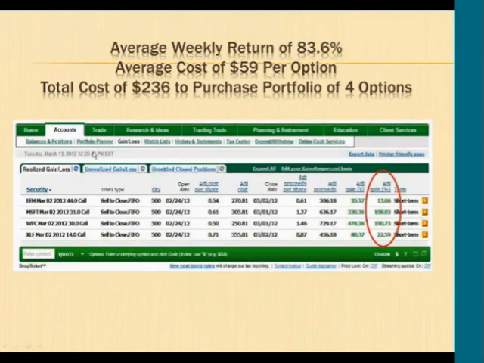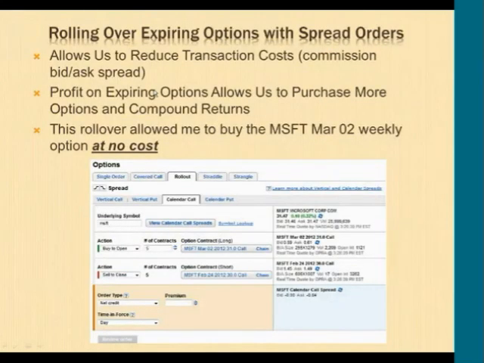Here's another example of a weekly covered call portfolio, and that week I had an 83% average return, and the cost to purchase one contract in this portfolio would have been $236.